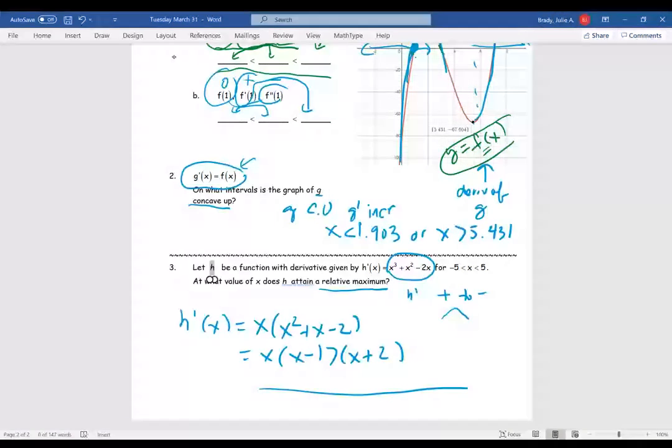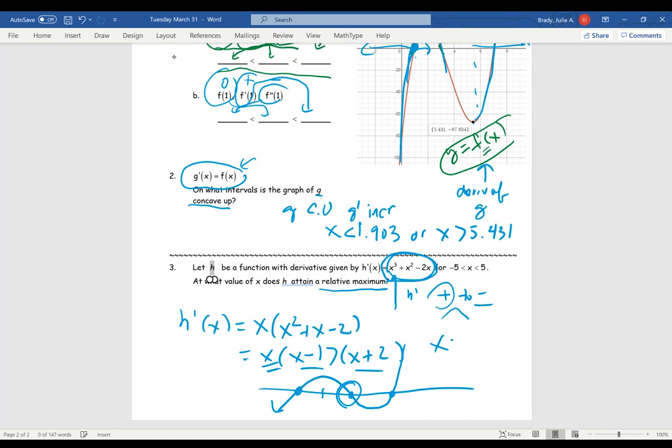Now, I'm just going to do this by graphing. So you know the zeros are at 0, they're at 1, and they're at negative 2. And I know this is a cubic. And the leading term is positive, so I know it's got to look something like this. You could test some areas too, but sometimes if you know about the curves, it's easier. Okay, so we want h prime to go from plus to minus. So that is right here. So that's at x equals 0.